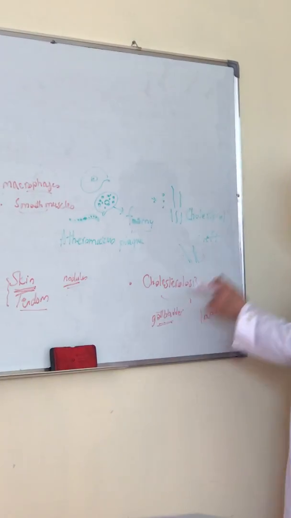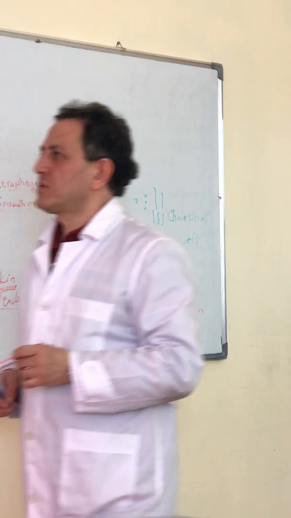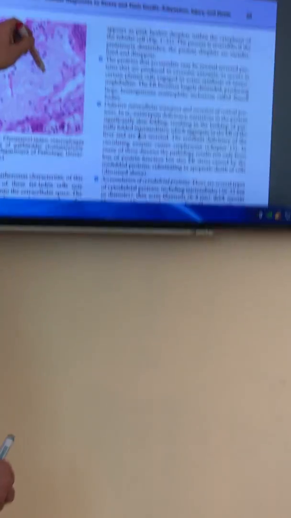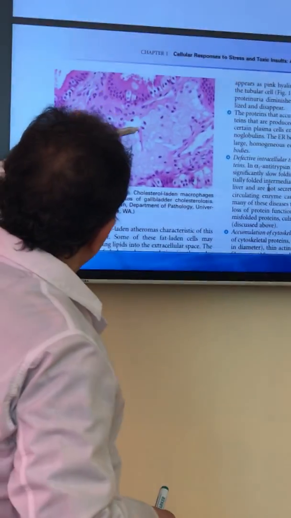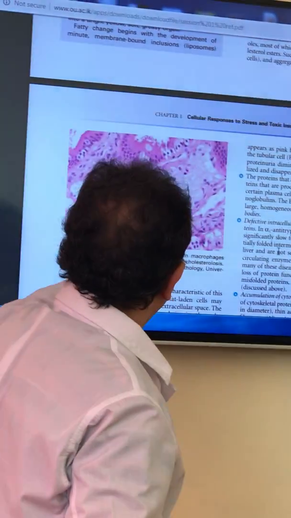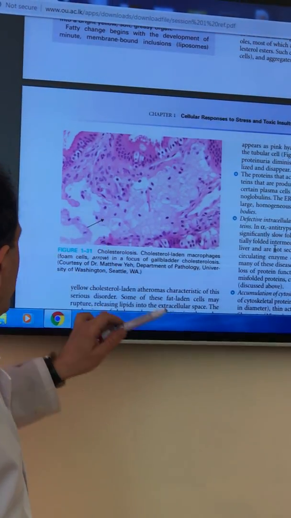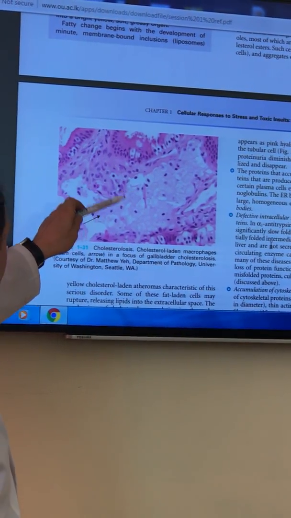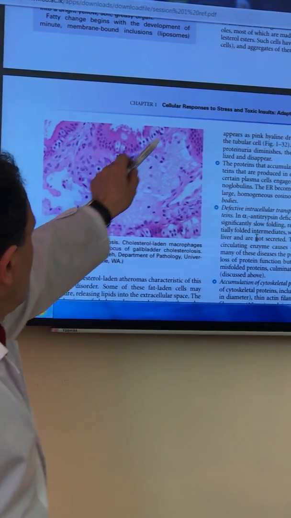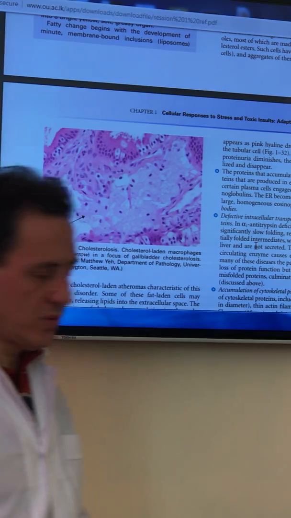In the mucosa of the gallbladder, accumulations of cholesterol-laden macrophages are seen. These cells are foamy. If you look carefully, they are foamy cells, very light colored macrophages. Here is the accumulation of cholesterol-laden foamy macrophages in the mucosa of the gallbladder. Here is the epithelial layer, here is the lamina propria. It is called cholesterolosis.